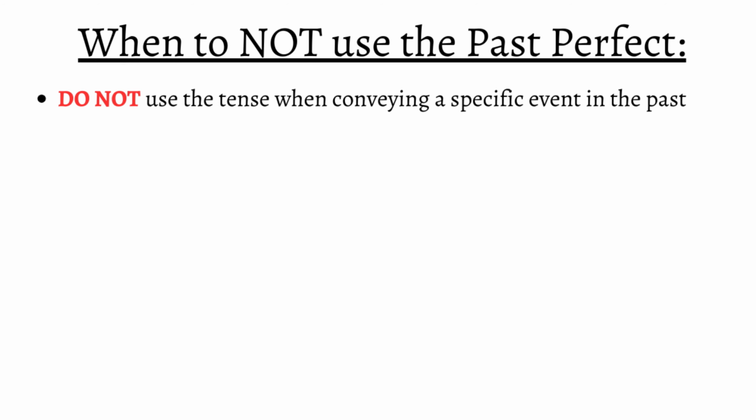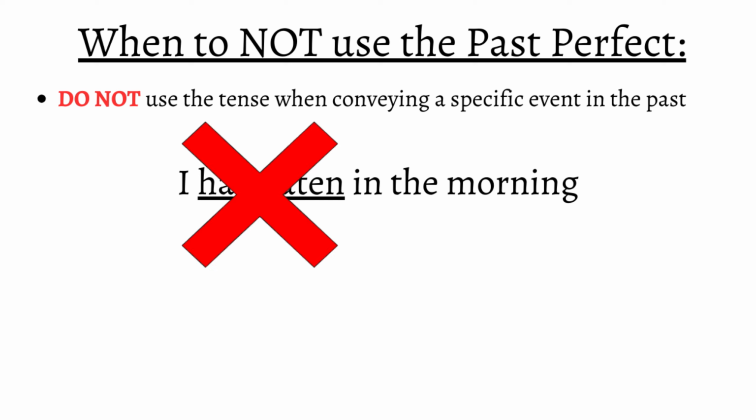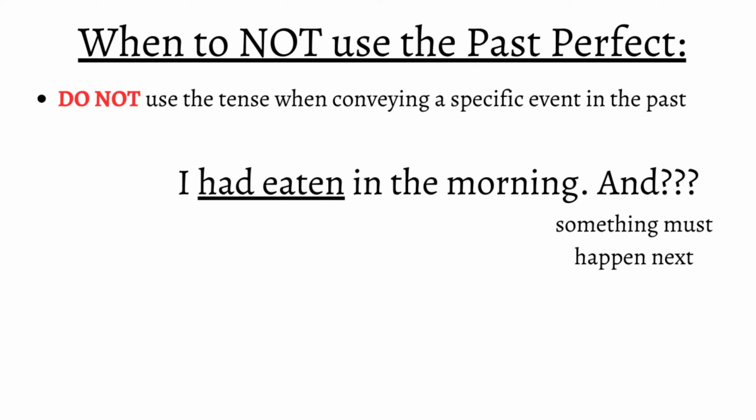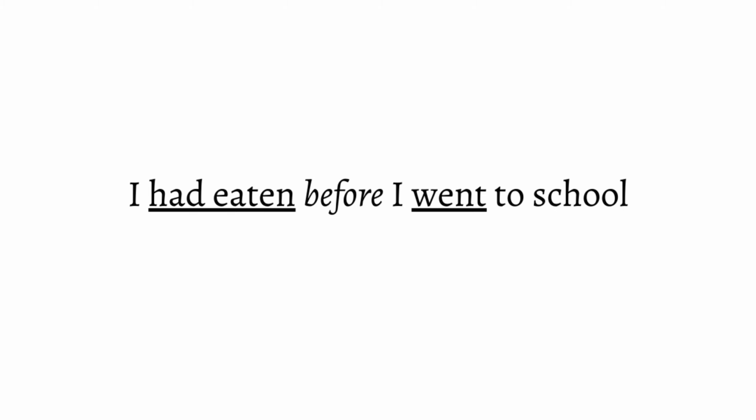Anyhow, it's important to understand when to not use the past perfect. We do not use it when conveying a specific event in the past, like I had eaten in the morning. This phrase doesn't work because meaningfully something must happen next, implying that the action occurred before something else. The something else doesn't always have to be mentioned, but the context needs to make it clear. In this case, there is no context, so the past perfect doesn't make sense. It would be better to say something like, I had eaten before I went to school. This way, the past perfect has two past actions that occur with each other. This is the role of the past perfect.